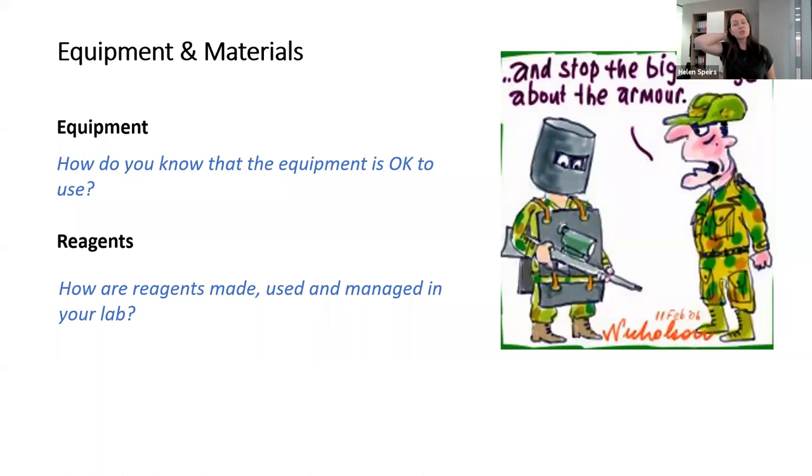The other thing is reagents. How are your reagents made? How are they used, and how are they managed in your lab? How do you know that two-year-old buffer that's sitting on the bench still actually works? I think there's a huge amount of faith in the reagents that people make and use, and I think it's misplaced, really. I think people should be very, very careful about what they're using in their experiments, because it does cause all sorts of issues along the way.